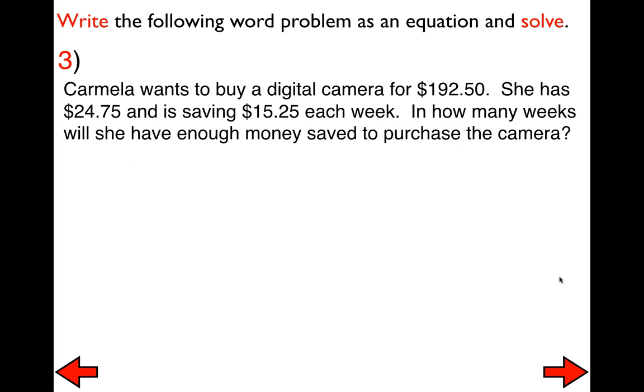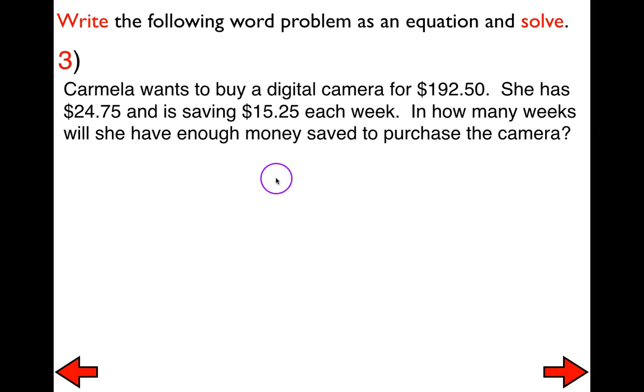Now I want you to pause the video and see if you can set this equation on your own. Okay, so now let's take a look to see if you did it correctly. For number 3, it says Carmela wants to buy a digital camera for $192.50. She has $24.75 and is saving $15.25 each week. In how many weeks will she have enough money saved to purchase the camera?